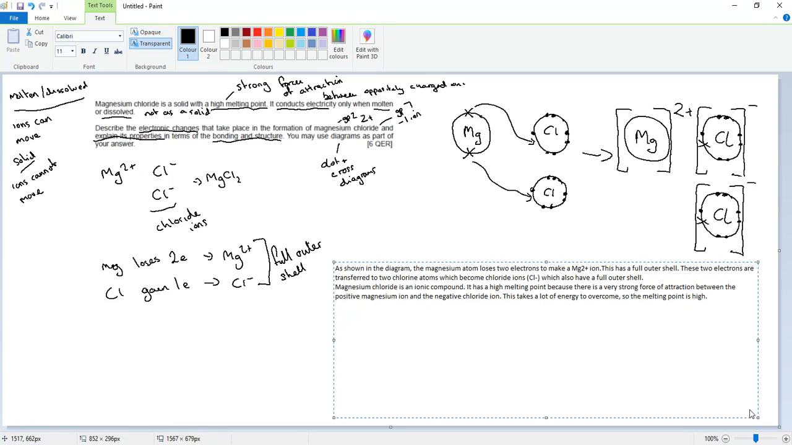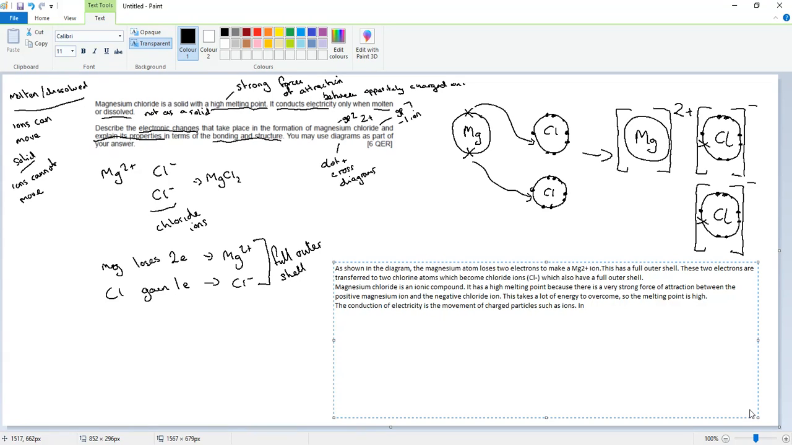And then we need to talk about the conduction of electricity. So the conduction of electricity is the movement of charged particles, ions. So in metals, it's going to be electrons, but we're not talking about electrons. And that's one of the common mistakes, actually, that people talk about electrons in here. And it's not the electrons that allow conduction in ionic compounds, it's the movement of ions.